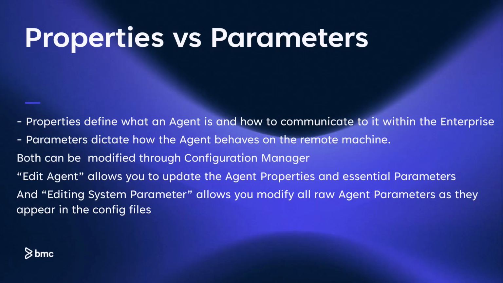What are the practical differences between agent properties and agent parameters? Agent properties define what an agent is and how to communicate to it within the enterprise. Parameters dictate how an agent behaves on a remote machine. Both can be modified through Configuration Manager. Edit Agent allows you to update agent properties and essential parameters, and Edit System Parameters allows you to modify all raw agent parameters as they appear in the config file.